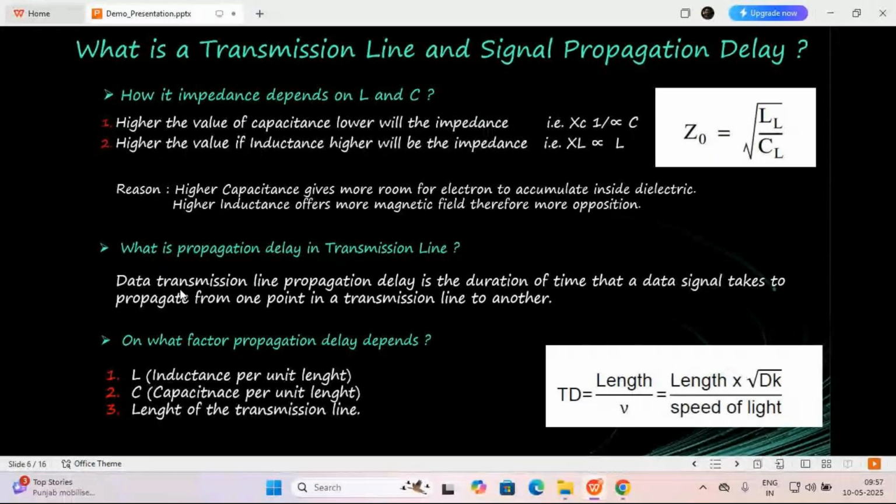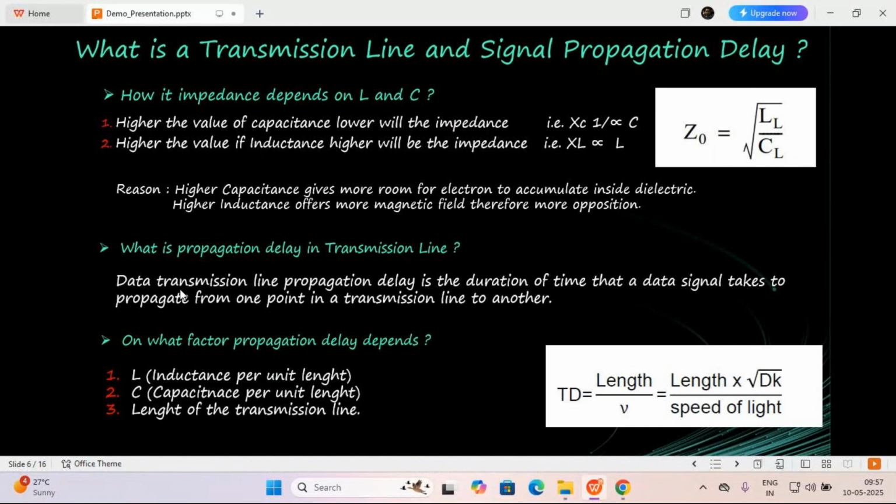So the two factors on which the impedance depends are the capacitance, denoted by C, and the inductance, denoted by L. The capacitance and inductance of the trace determine what the impedance of the trace will be. The higher the capacitance of the trace, the lower my impedance, and the higher the inductance of the trace, the higher my impedance. So the impedance of a trace is directly proportional to the inductance and inversely proportional to the capacitance.